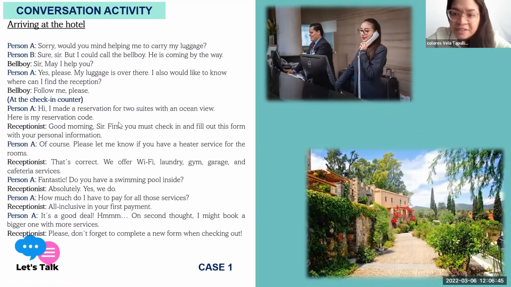Okay, this is the conversation, which is the most important part of all the unit. And in this part, we are going to apply all what we learned previously. First, I'm going to read all the 2 conversations. This is the first conversation.